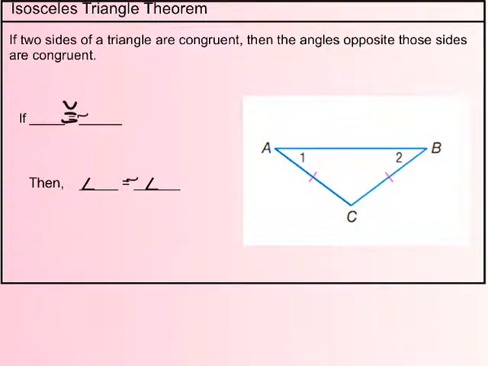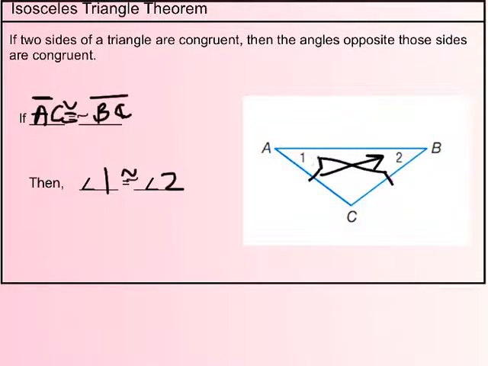Okay, so that's saying if the line segment AC is congruent to BC, then angle 1 is congruent to angle 2. So really you're just going to look at what's sitting directly across from those angles, or from those sides that are congruent. Those angles sitting directly across from those congruent sides are equal to each other.